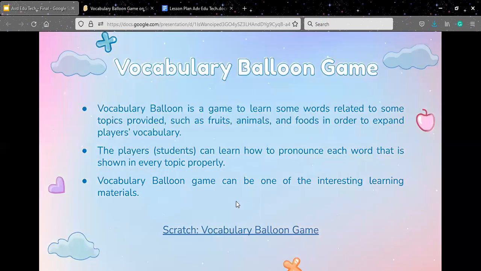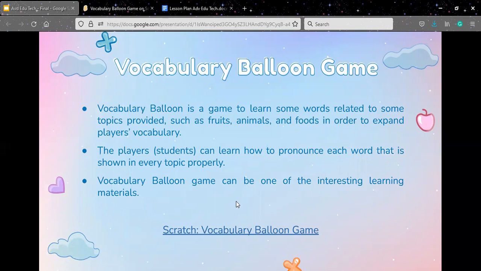Second, design. So what is the vocabulary balloon game? The vocabulary balloon is a game to learn words related to some topic provided, such as fruit, animals, and food, in order to expand the player's vocabulary.